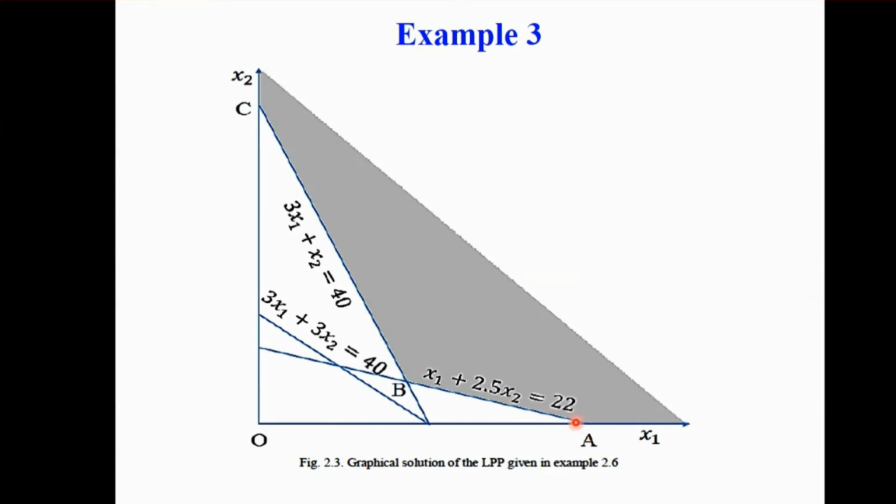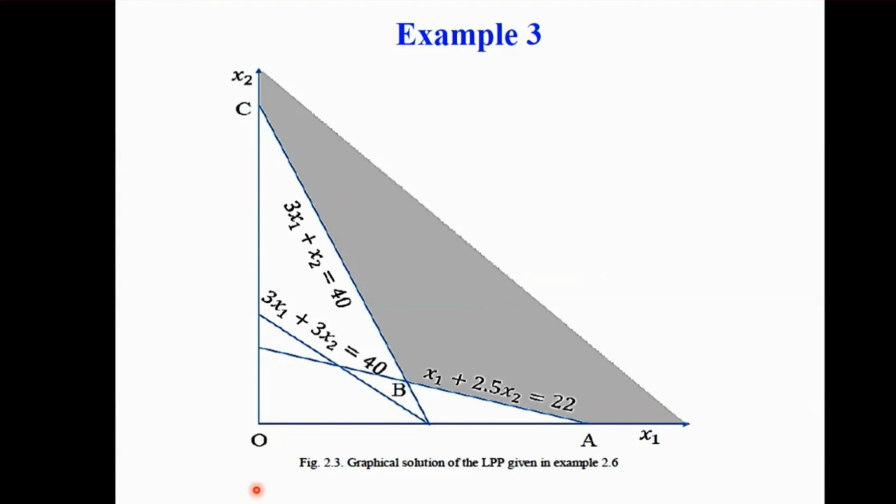Now A we can solve from this equation, x1 plus 2.5 x2 equal to 20. From this equation you can find x1 will be 22 and x2 will be 0. Similarly, B we can find by solving 3x1 plus x2 equal to 40 with x1 plus 2.5 x2 equal to 20. The intersection point of these two equations will be B. Similarly, C we can find from this equation 3x1 plus x2 equal to 40. So here the C point will become 0, 40.